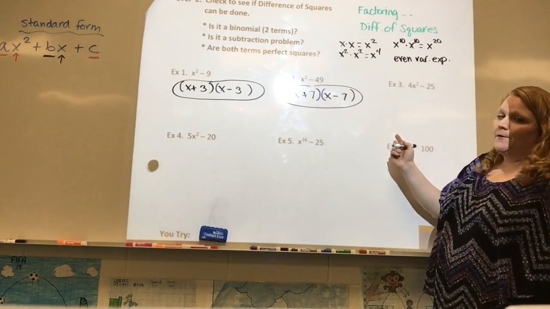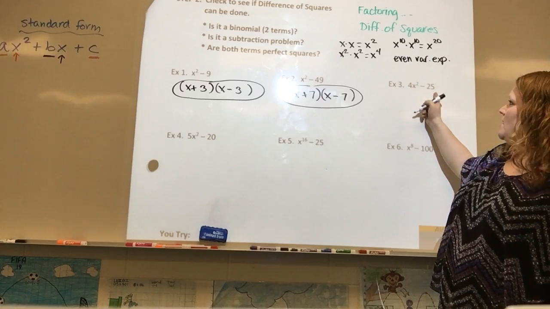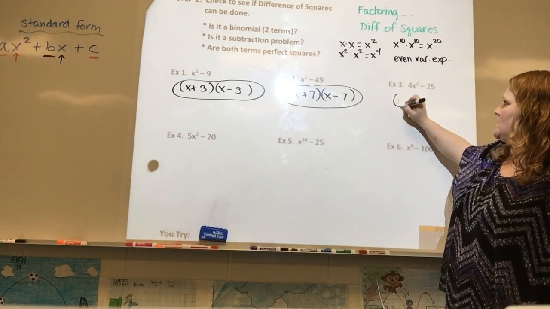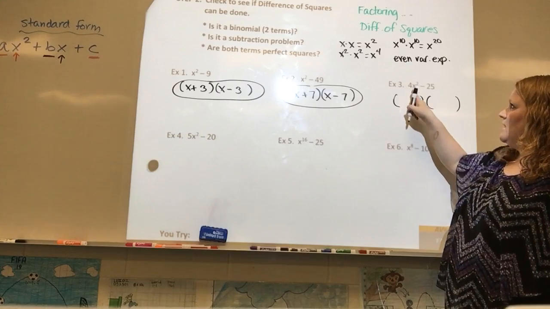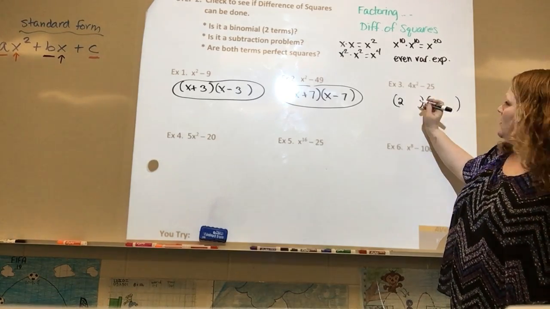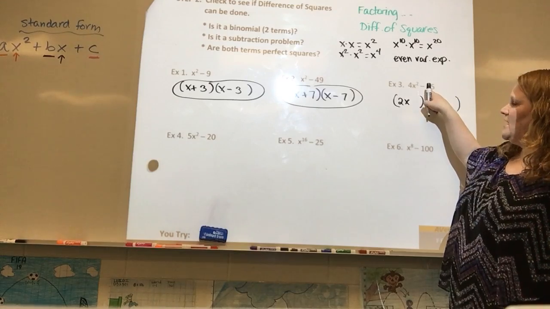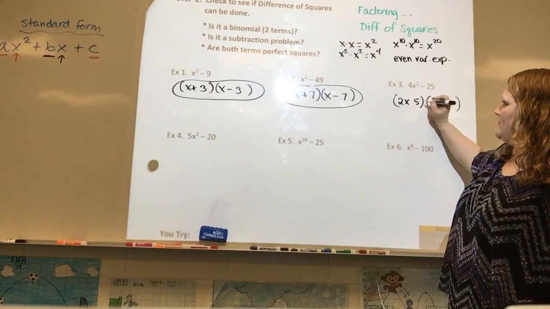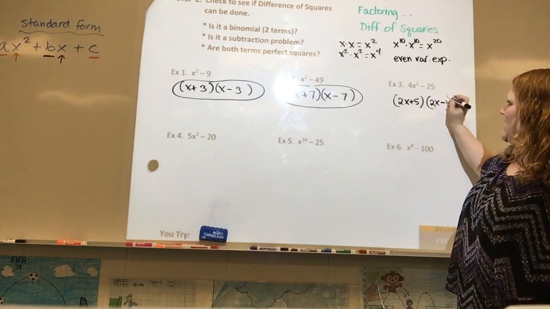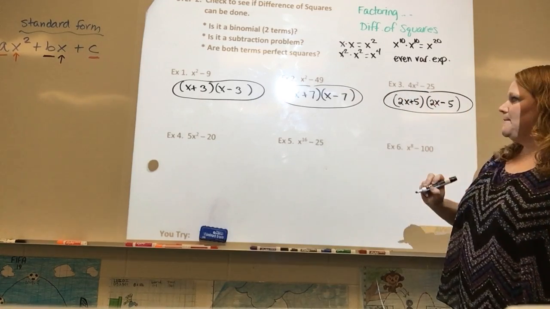The third example, you don't have a GCF, but you do have perfect squares, a subtraction problem, and a binomial. So we'd have two parentheses. To get 4, you'd have 2 times 2. To get x squared, x times x. And to get 25, it'd be a 5 and a 5. But because of the negative, one has to be plus, one has to be minus.